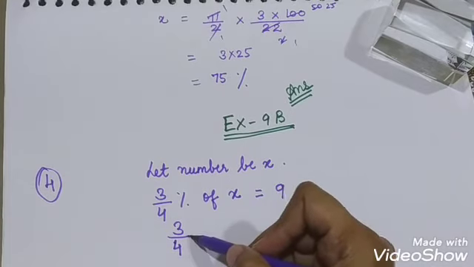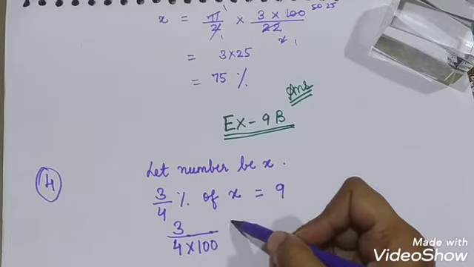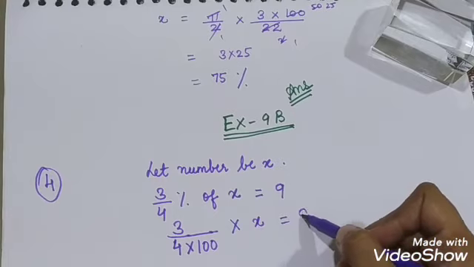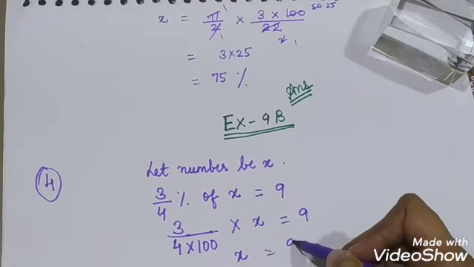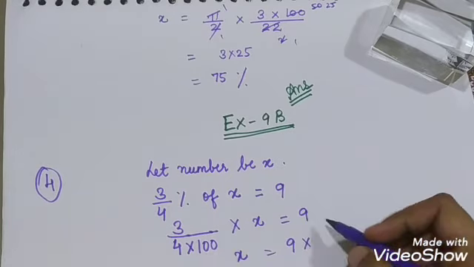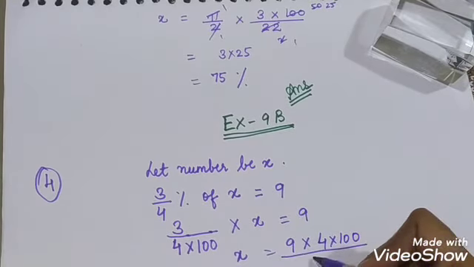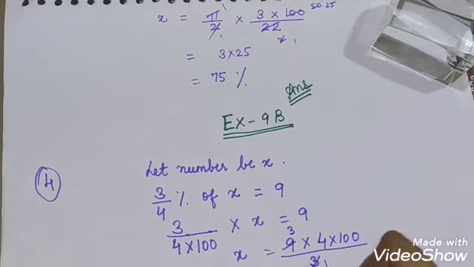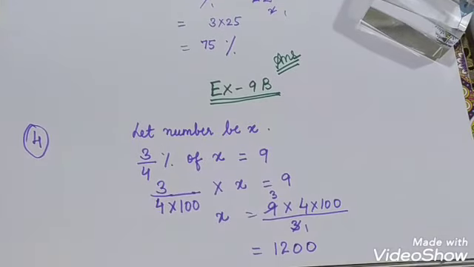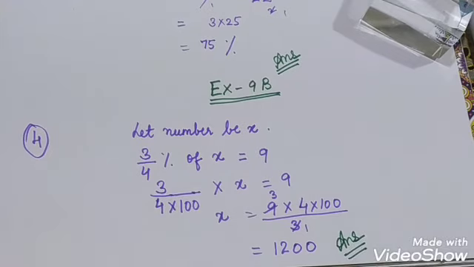3 upon 4 percentage. When we remove the symbol of percentage, 100 comes in the denominator. Of means into x is equal to 9. Okay, and when these things move from here to there, it will become 9 into this 4, and this 100 goes in the numerator, and this 3 comes in the denominator. So 3 ones are 3 and 3 threes are 9. When you multiply, 3 fours are 12 and the 2 zeros. So the number is 1200. So the number that they are asking is 1200, and it is your answer.